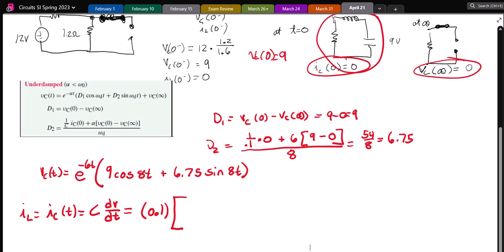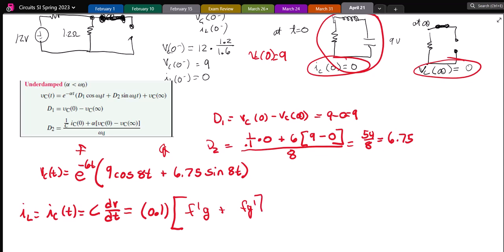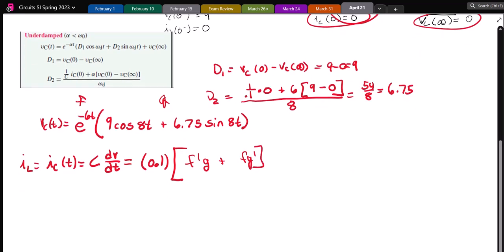We know the current across the capacitor is C dV/dt. So now we need the derivative of e to the minus 6t times the rest. We need to remember the product rule, and then just copy this whole thing over again. Function 1 is F, function 2 is G. The product rule is F prime G plus F G prime. And remember from Calc 1, the derivative of e to the minus 6t.